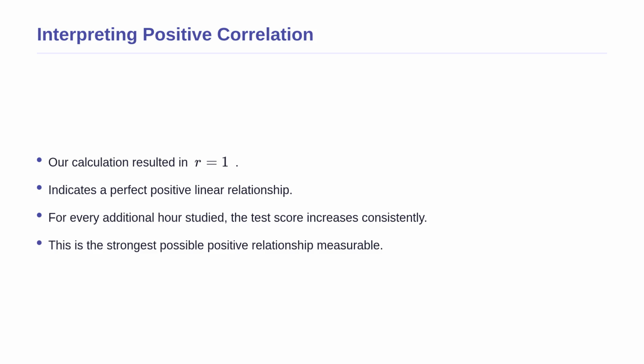So we have calculated a correlation coefficient of exactly 1. But what does this actually mean in the real world? This result indicates a perfect positive linear relationship between hours studied and test scores in our small data set. Practically, this tells us that for every additional hour a student studies, their test score increases by a perfectly consistent and predictable amount. There is no randomness here. Because the value is exactly positive 1, this is the strongest possible positive relationship we can measure in biostatistics.